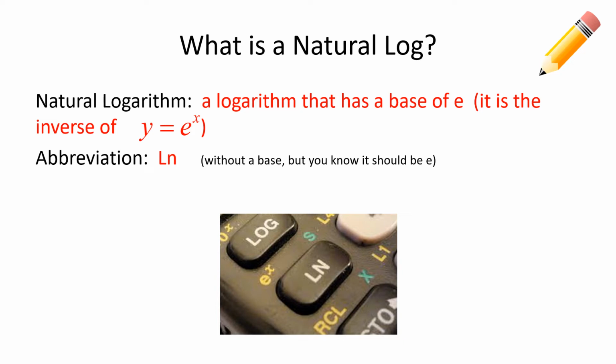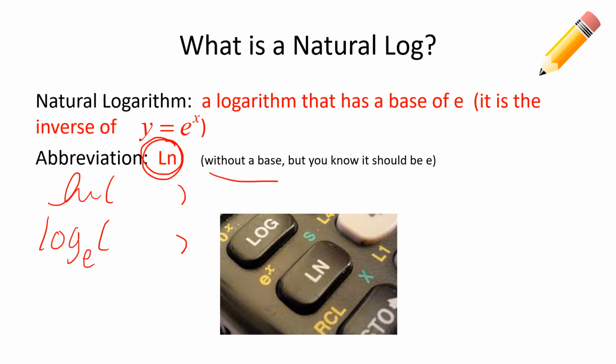What is a natural log? A natural logarithm is a logarithm that has the base of e, and it's the inverse of the equation y is equal to e to the x. And the abbreviation is ln. So if you see ln of something, we assume that it's a log with the base e, even though we don't write it with its base e, okay? So remember that ln has a base of e even if it's not written.